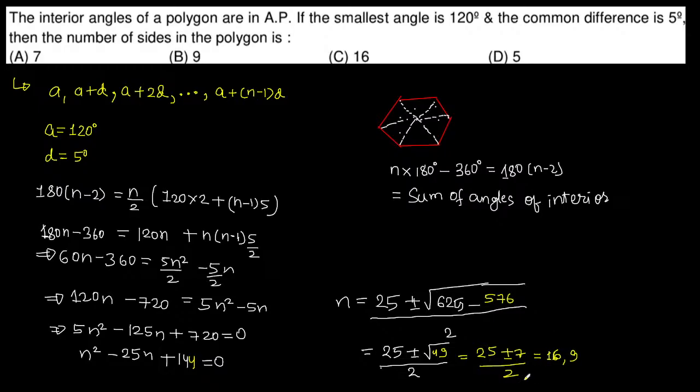What will happen if you take 16? Then the Tn term will come out to be more than 180. So 9 is correct. If you put 16, you will get somewhere 120 plus 75, which is 195, which will exceed 180 degrees. So we have this as our answer.